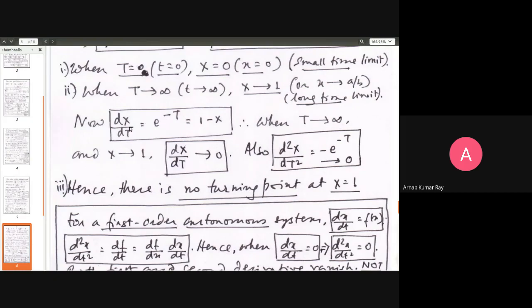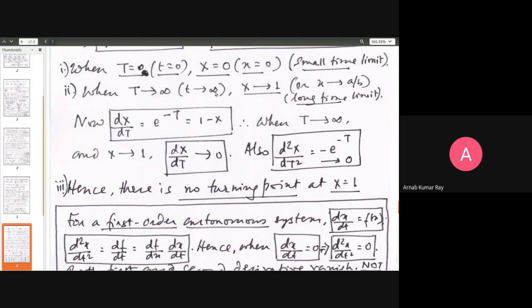You look at this equation. The second derivative, d2x/dt squared, will be minus e raised to minus t. When t goes to infinity, d2x/dt squared will also go to 0. And that is a particularly important point. You do not have a turning point. At x equal to 1, the function is going towards a limiting value of a by b.